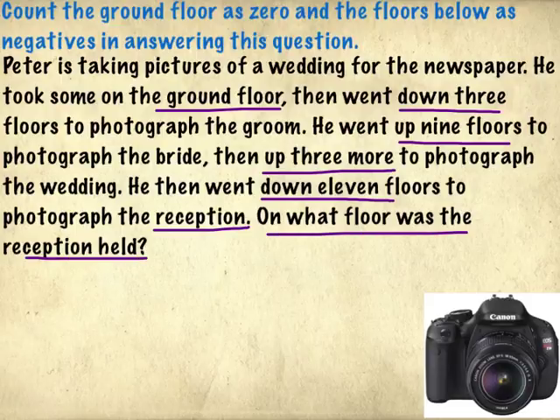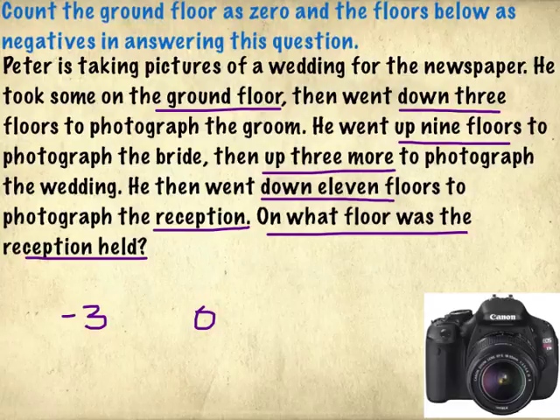Once I do that, I get rid of a whole lot of information, as you can see. So to work this out, I'm going to go in order. It says he took some on the ground floor, which means he was at floor 0. Then he went down 3. So if he started at 0 and he went down 3, he would have gone down to floor -3, because that would have gone 1, 2, 3. From there, he went up 9 floors to photograph the bride.